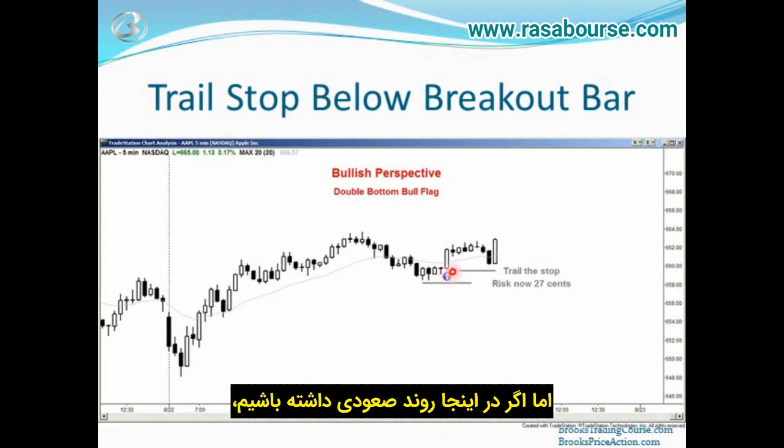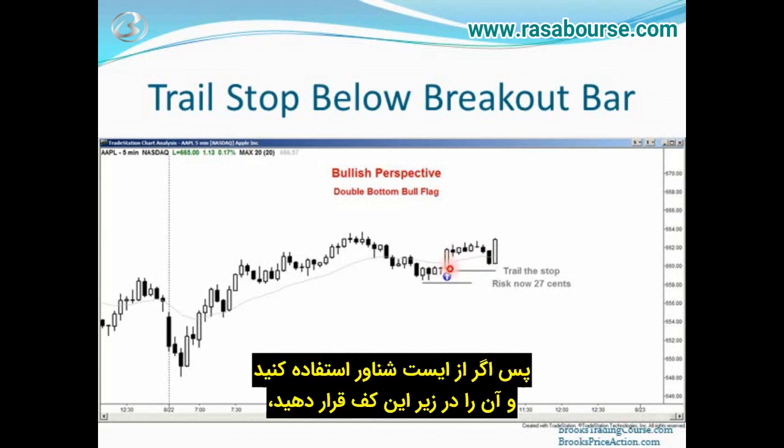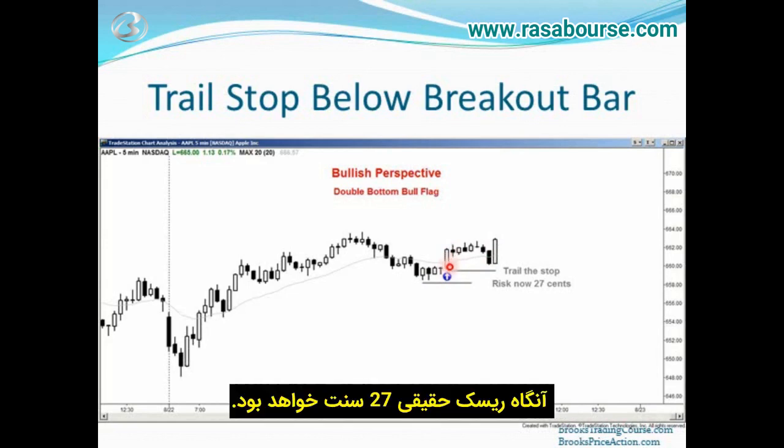However, if this is a strong bull trend, it should not fall below the bottom of this strong bull breakout bar. So if you do trail your stop to below its low, your actual risk now is only 27 cents.